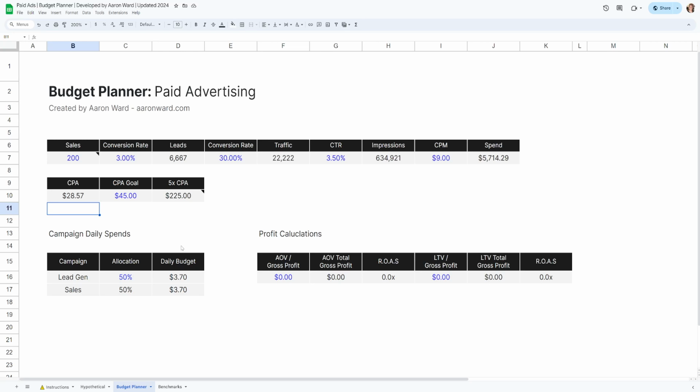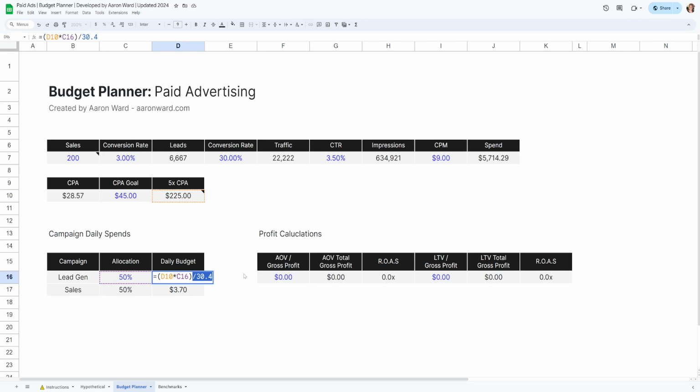The next piece is then down here. If you are splitting out your campaigns based on different objectives, you would also want to look at what your daily budget therefore is in this case. Let's say you wanted to run a campaign that's purely focused on lead generation. You may want to allocate 50% of your budget to that. Essentially, what this formula is doing is it's taking this cost per acquisition, it's taking whatever the allocation of this budget is, and then it is just dividing it by 30.4, which is the average of your days.